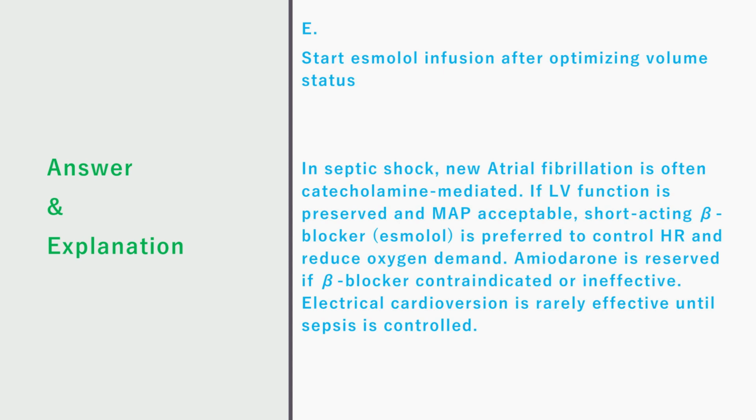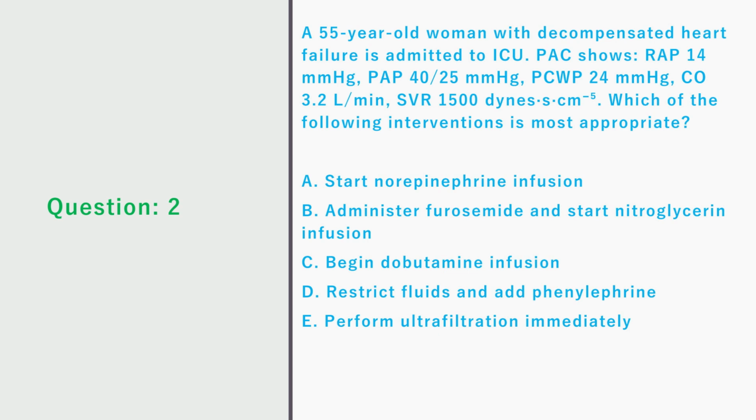Explanation. In septic shock, new atrial fibrillation is often catecholamine mediated. If LV function is preserved and MAP acceptable, the short-acting beta blocker esmolol is preferred to control heart rate and reduce oxygen demand. Amiodarone is reserved if beta blocker is contraindicated or ineffective. Electrical cardioversion is rarely effective until sepsis is controlled.